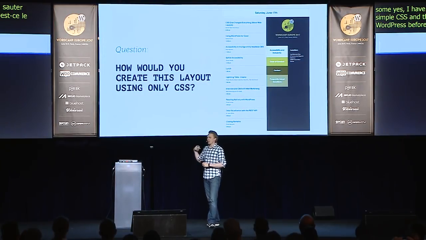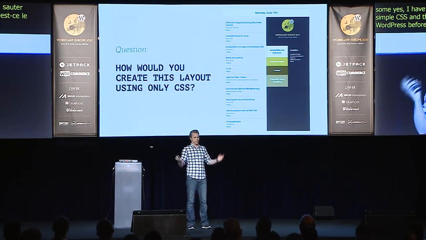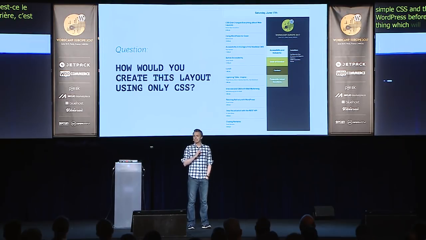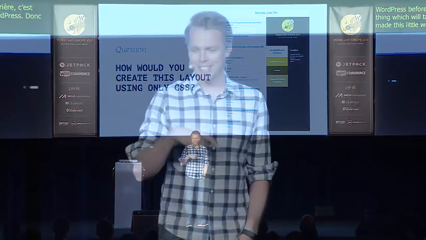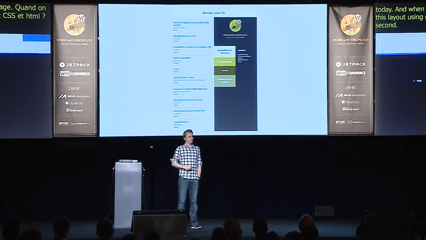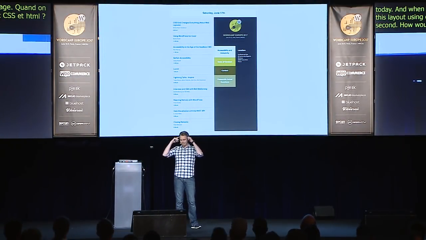So instead of going through the entire WordPress theme, which will take way too long, I decided to make a slightly simpler example. So I made this little web page for the room we're in. So this is the speaker track for today. And when you look at it, I want you to think about how you would make this layout using only HTML and CSS. No frameworks, nothing else. Just look at it for 1 second, I think. How would I mark this up? All right? It's here.